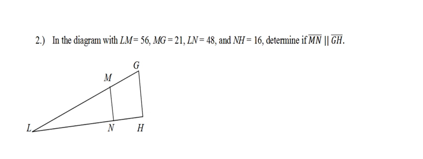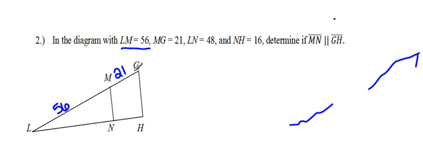Alright, the next one is very similar, except they've given us the lengths of all 4 segments in that triangle. So I'm going to go ahead and label those in my picture first. So L to M is 56, M to G is 21, L to N it looks like is 48, and N to H is 16.